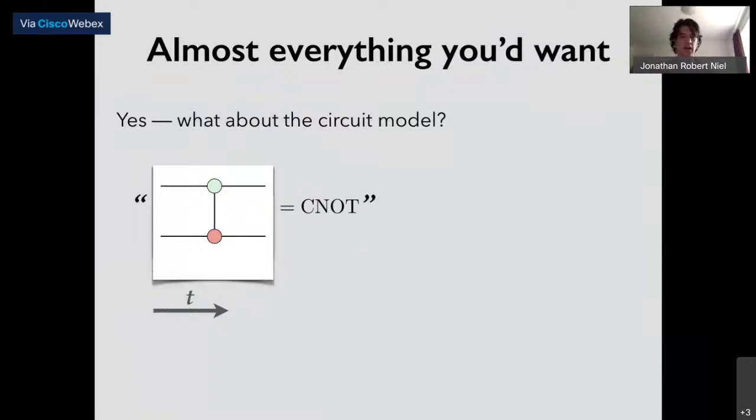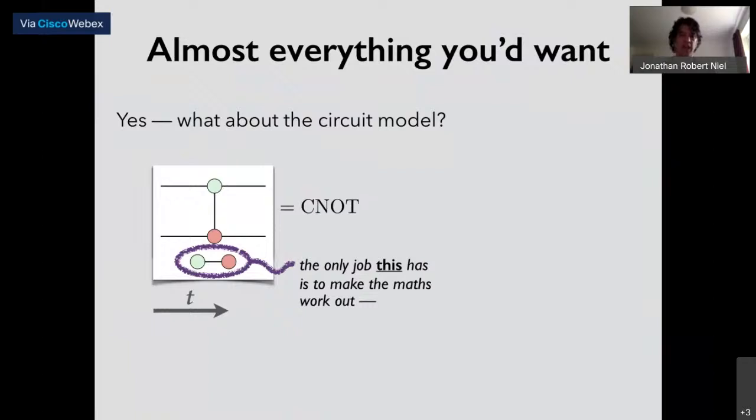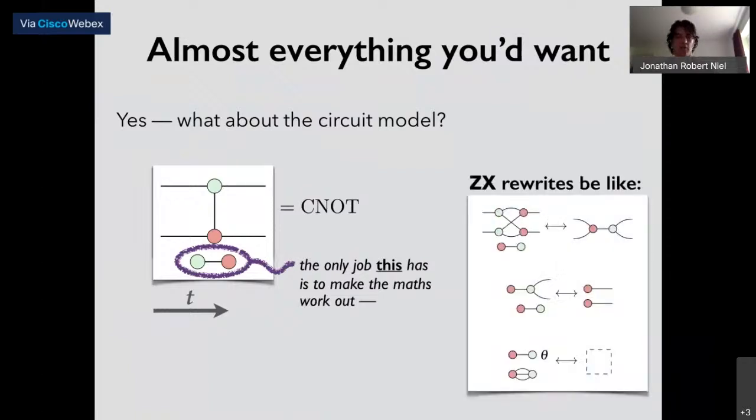Okay. Now, if you want to describe what the control knot is in the standard presentation of the ZX calculus, you need that. So that's just a two-node gadget. And the only job that that has is to make the mathematics work out. It's an admission that the two-node diagram that we had before isn't quite enough to convey what we actually meant. And this sort of recurs within some of the ZX rewrites.